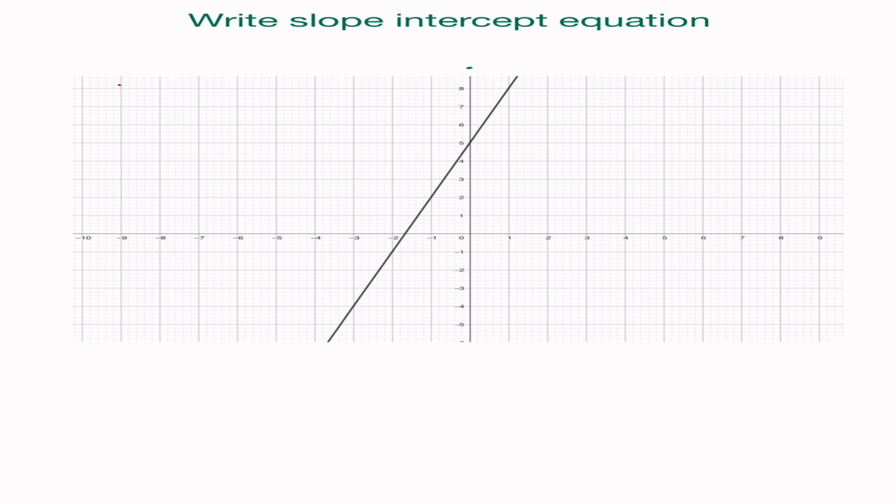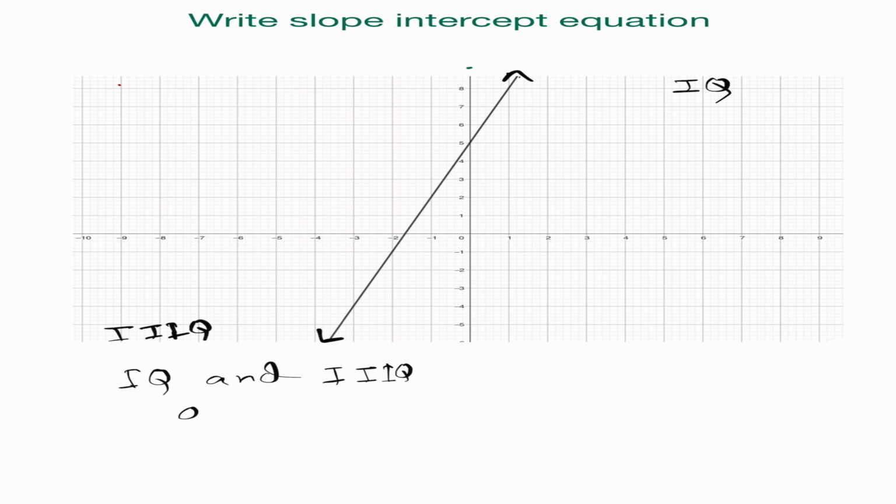We have a graph here, and we look at the endpoints. One endpoint is in the first quadrant, and another endpoint is in the third quadrant. Whenever the endpoints are in the first and third quadrants, the odd quadrants, the slope is always positive, no matter what.